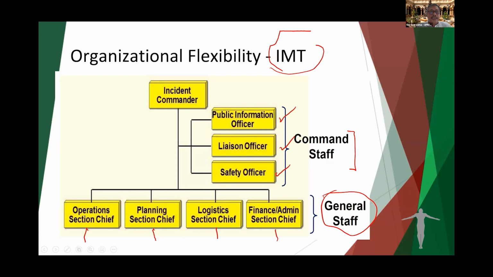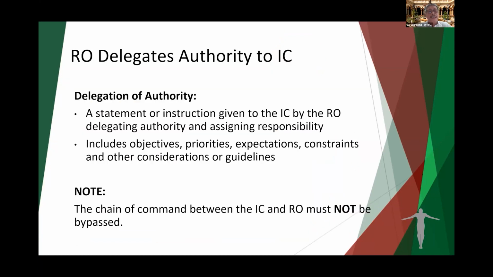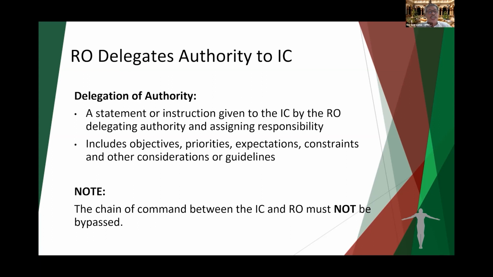persons in the IMT. Now, as I said a while ago, the responsible official delegates authority to the incident commander. And the delegation of authority may be a statement or instruction, whether formal, written, or verbal, or just telling the incident commander directly, delegating the authority and assigning the responsibility to the incident commander. And this includes the objectives, priorities, expectations, constraints, and other considerations or guidelines. And these are actually determined by the policy group.